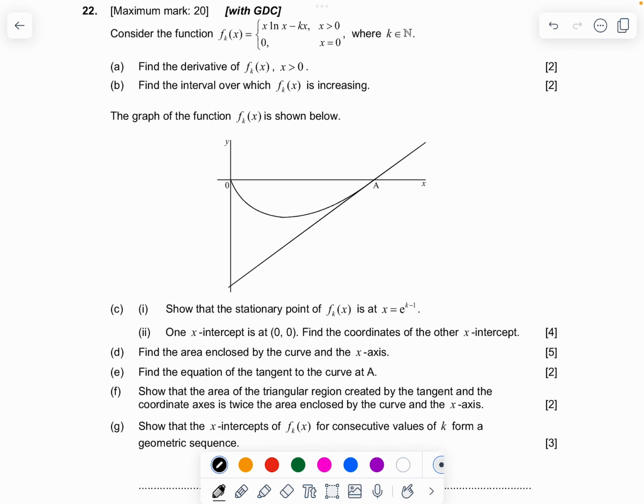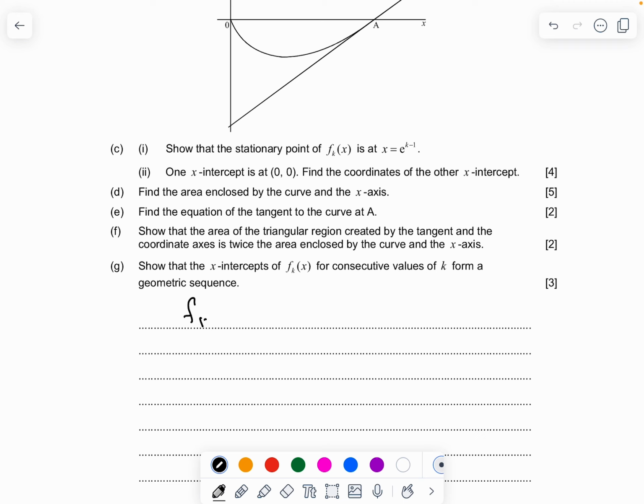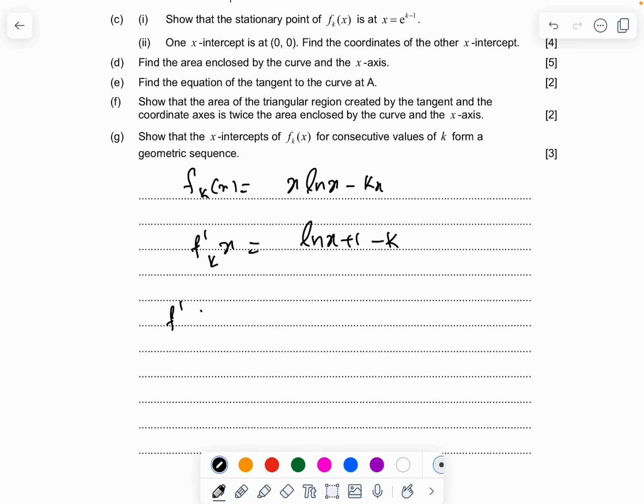Question number 22. Fkx is given. Find the derivative of fkx if x is greater than 0. So, fkx will be equals to x ln x minus kx. So what will be its derivative will become ln x plus 1 minus k. Then if at all I want the derivative of that 0, it will be just ln x plus 1.